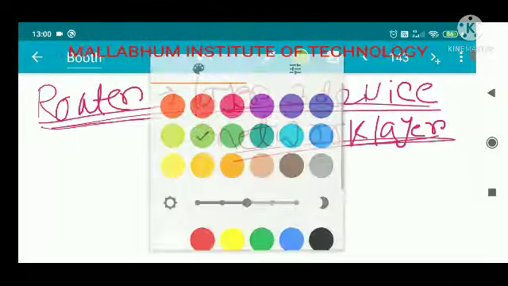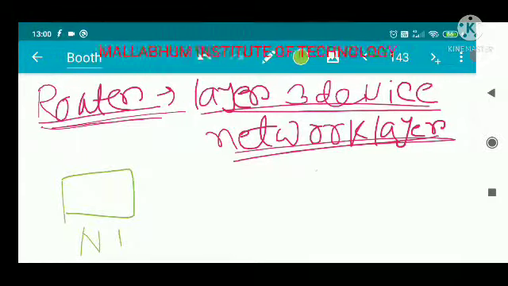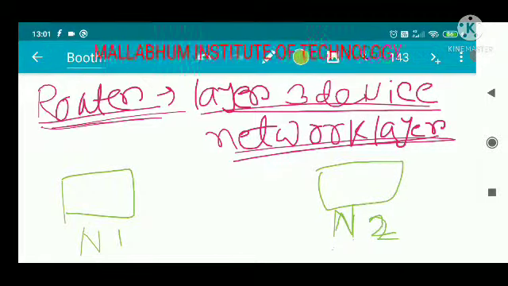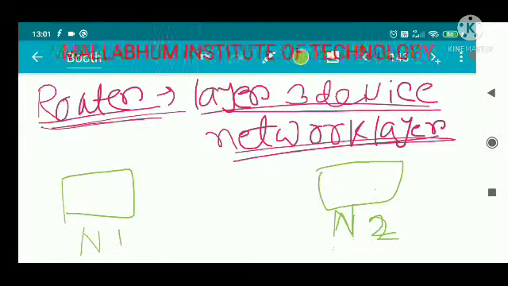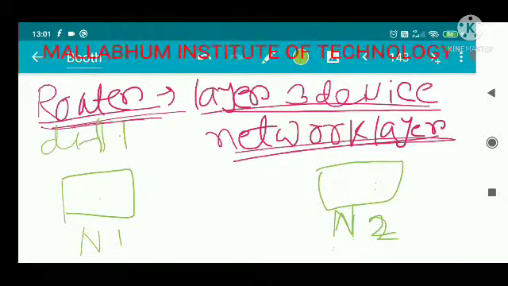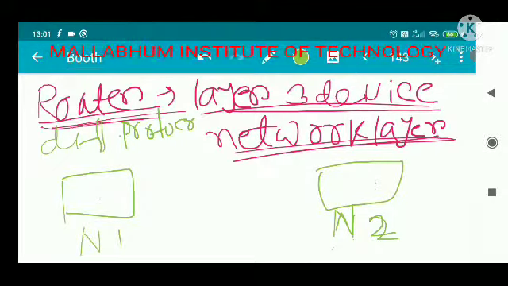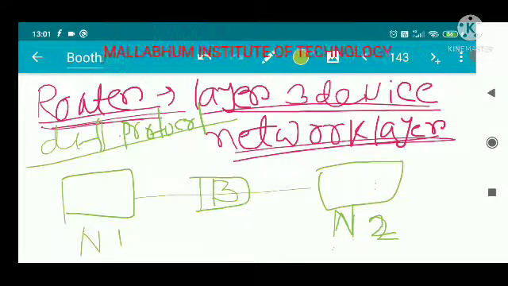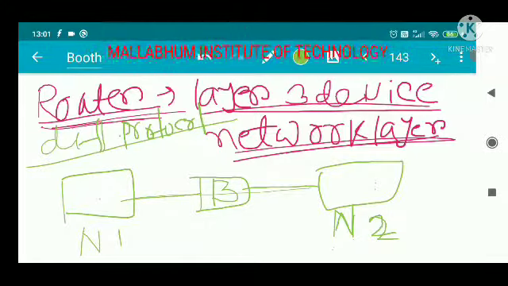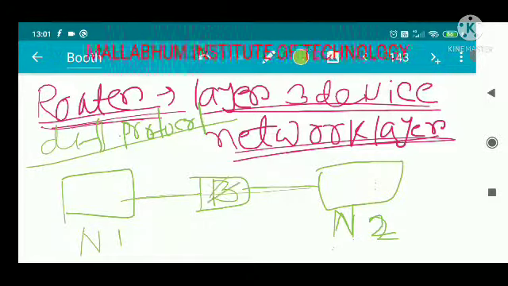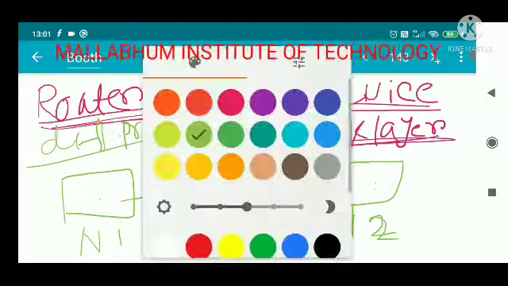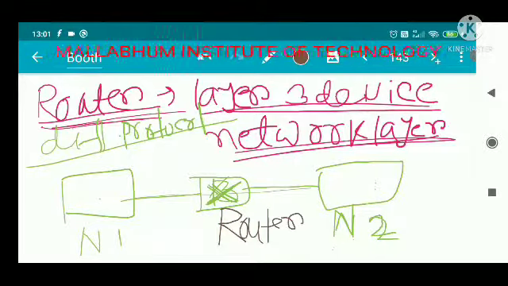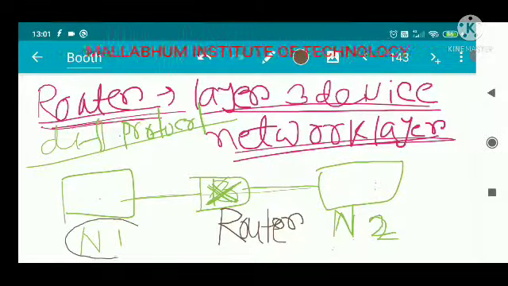Suppose there is a network 1, there is a network 2, and these two networks have different protocols. Then what happens? If we connect the bridge between them, the two networks cannot communicate with each other. So that is the disadvantage of the bridge. Then comes the router. So you have to place the router. The router can communicate between two networks that run with different protocols.